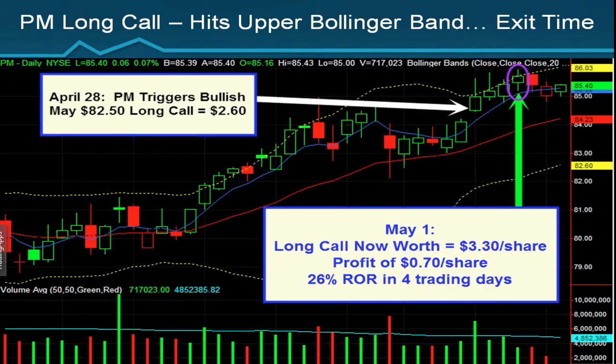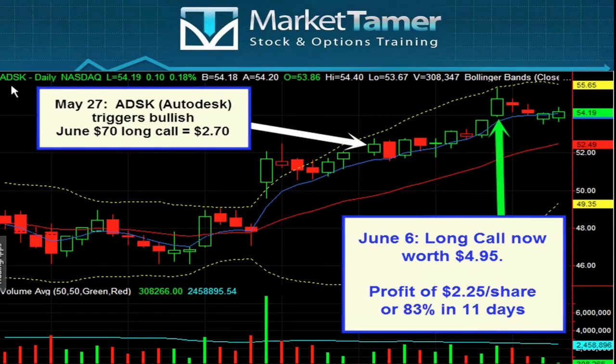Philip Morris, here's Autodesk. Notice these trades are just a couple of days. These are not long-term trades.